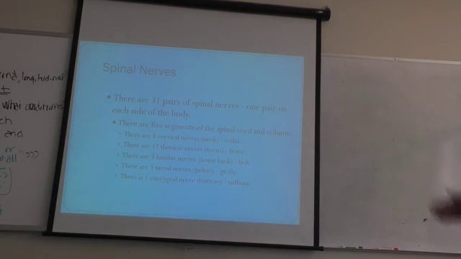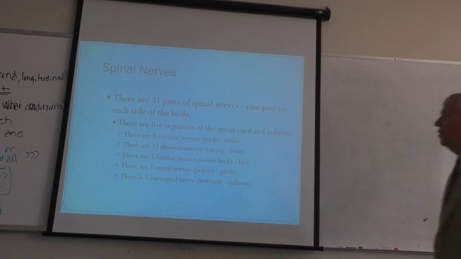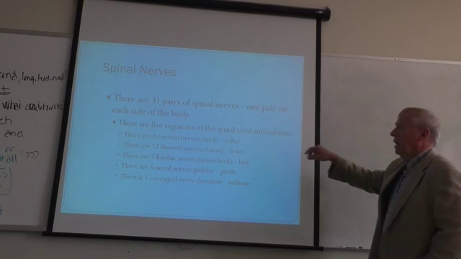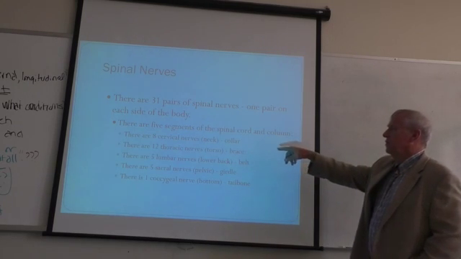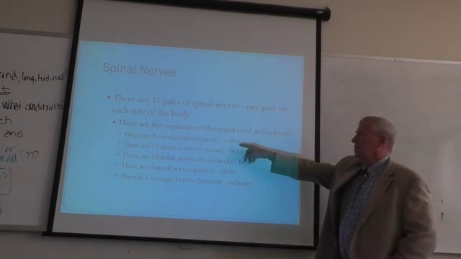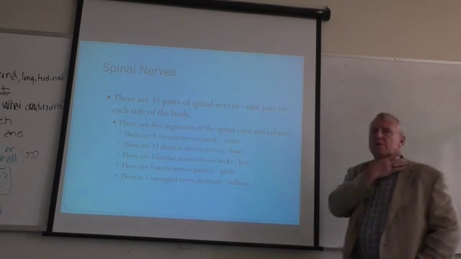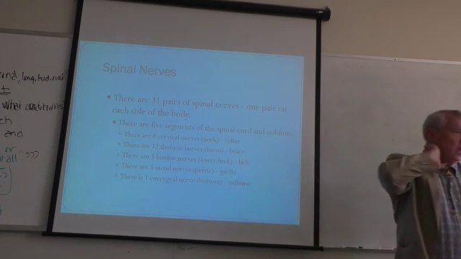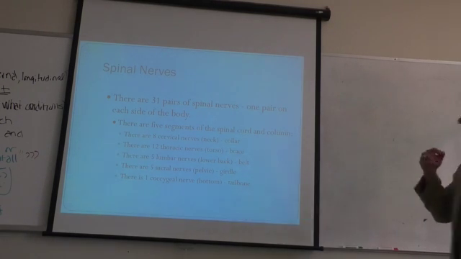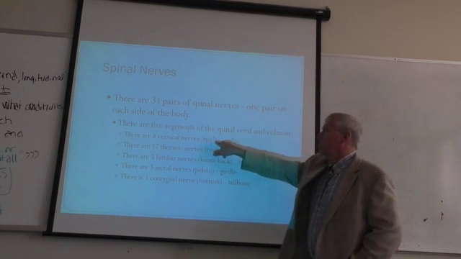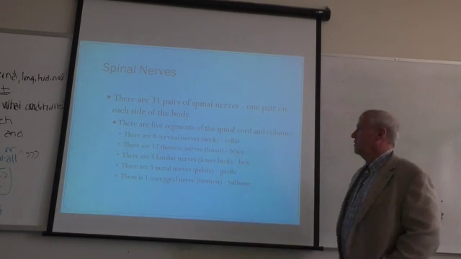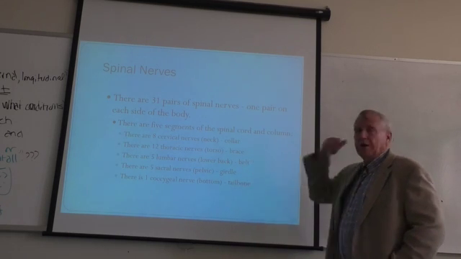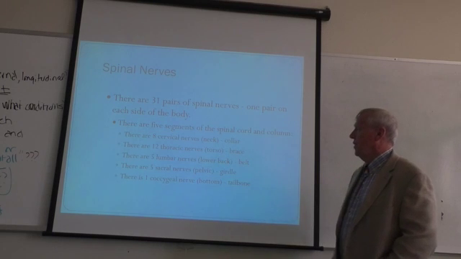Not completely though. There are 31 pairs of spinal nerves, 1 pair on each side of the body. There are 5 segments of the spinal column. The cervical nerves, there are 8 of them. Cervical means color, like the color of your shirt. So that has to do with when you have whiplash. The vertebrae are relatively small in this portion of your neck, and there are 8 cervical nerves that can be affected by whiplash. As we go down the spinal column, there are 12 thoracic nerves.